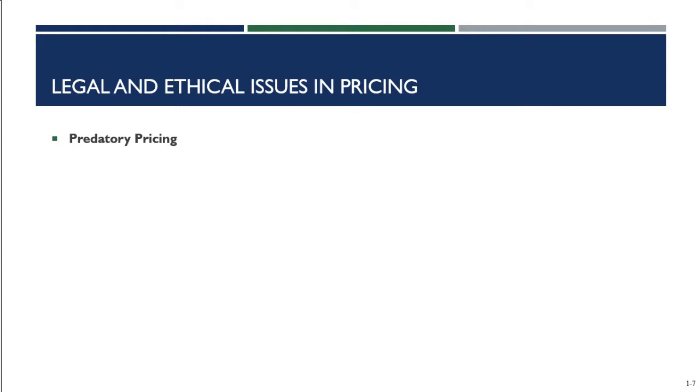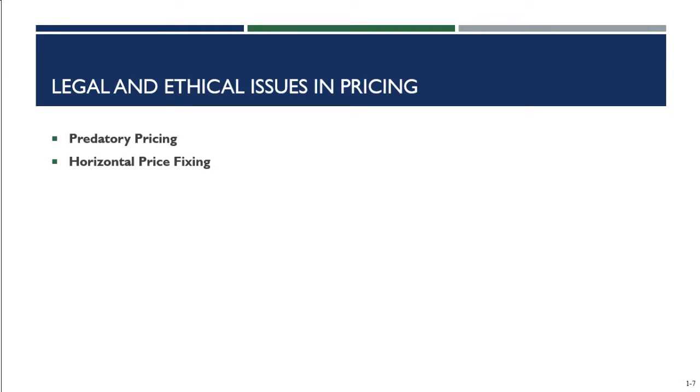Another issue in pricing is horizontal price fixing. Horizontal price fixing involves agreements between retailers who are in direct competition with each other to set the same price. This reduces competition, and it is illegal. Retailers should never have discussions with each other about what their prices are.